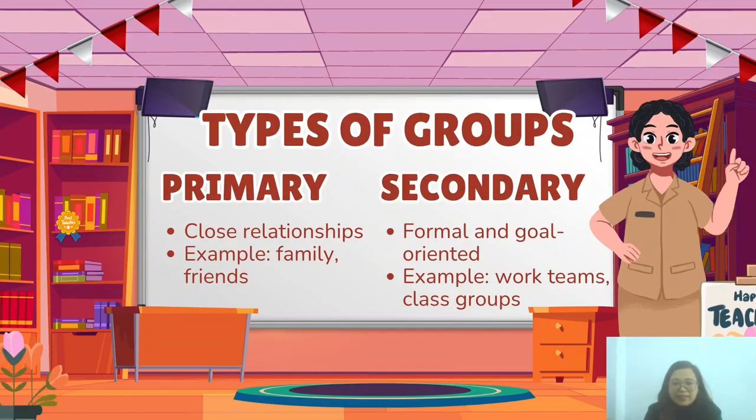On the other hand, secondary groups are more formal and goal oriented. These groups are formed to accomplish specific tasks or objectives, such as in school or in the workplace. Examples include class groups or work teams. So the main difference is that primary groups are based on relationships, while secondary groups are based on goals and tasks.